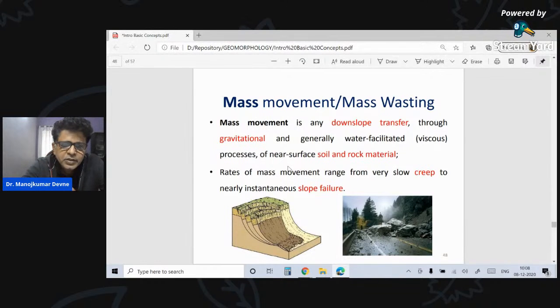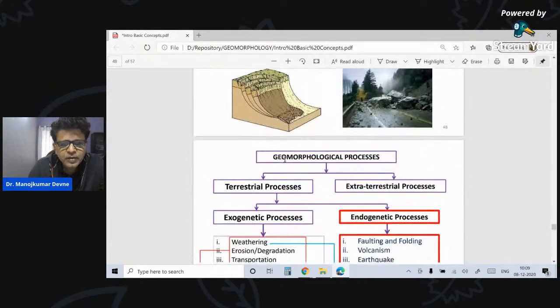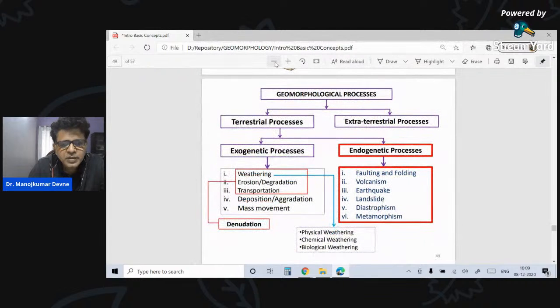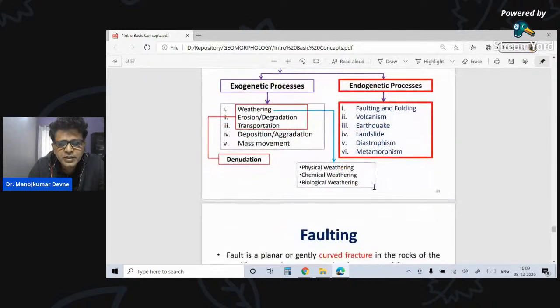Rates of mass movement range from very slow, called creep, to very fast, like a rock fall or a landslide and so on. So that's mass wasting. Once again, coming back to the geomorphic processes, once we have gone through what each of them were, we now move to endogenic processes.